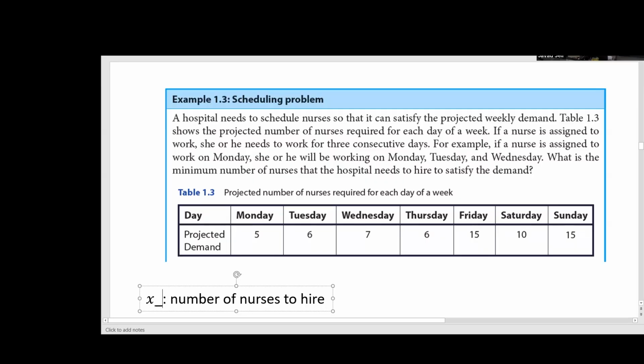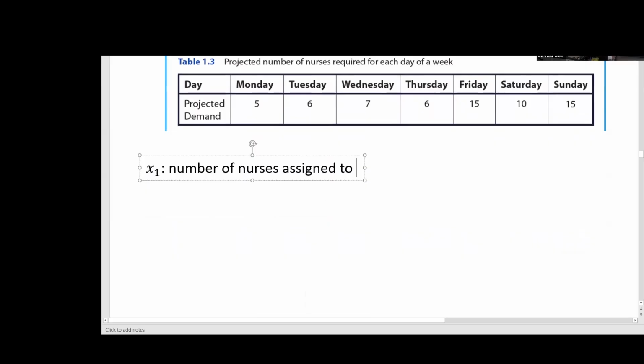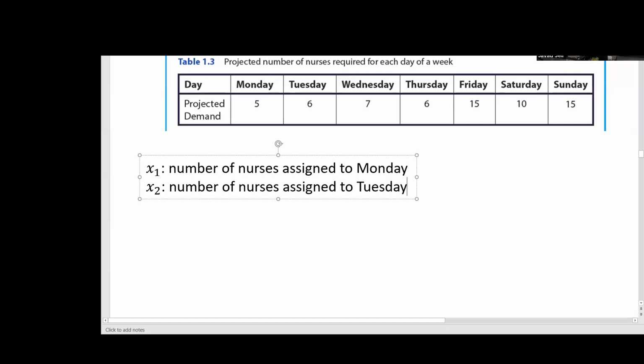How about this? X1, number of nurses assigned to Monday. Then X2. Now, how do you check this stuff?